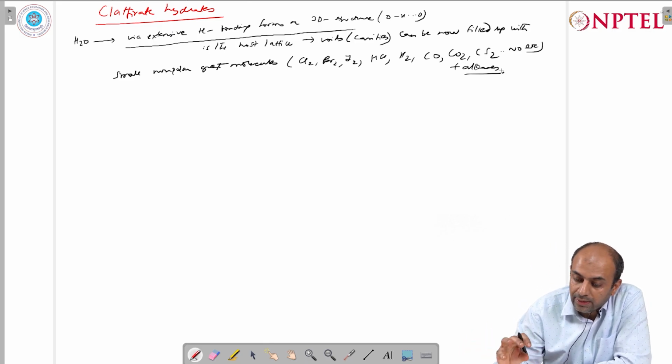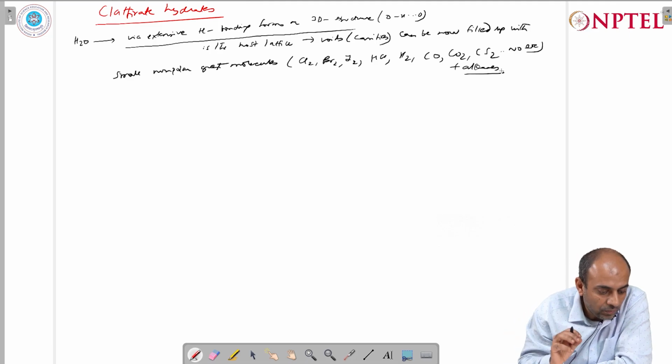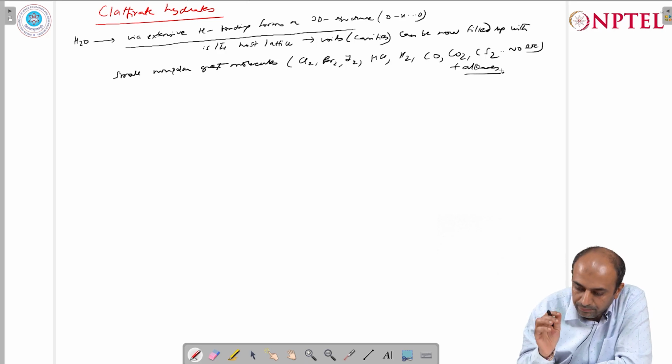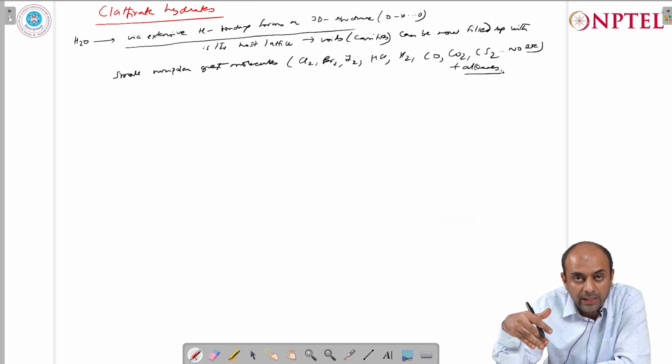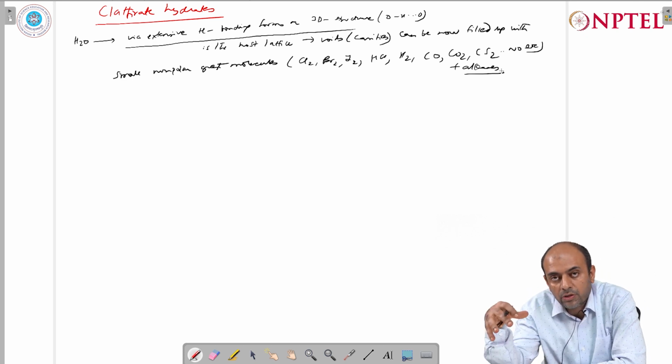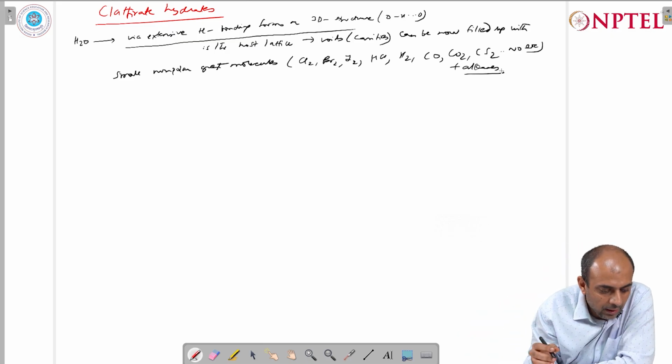So we call these clathrate hydrates, and these clathrate hydrates were first discovered in 1810. So I would like to give you some background to the history of the formation of clathrate hydrates, and then we will go to the structure and other related properties of these clathrate hydrates.